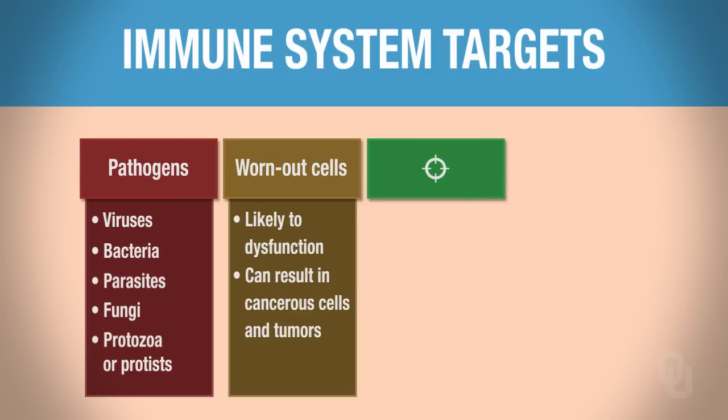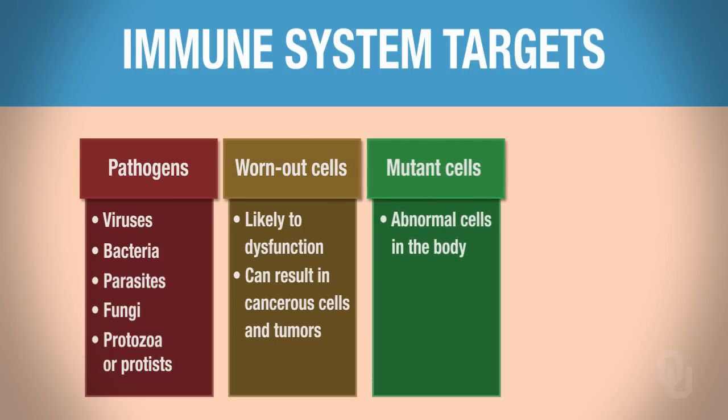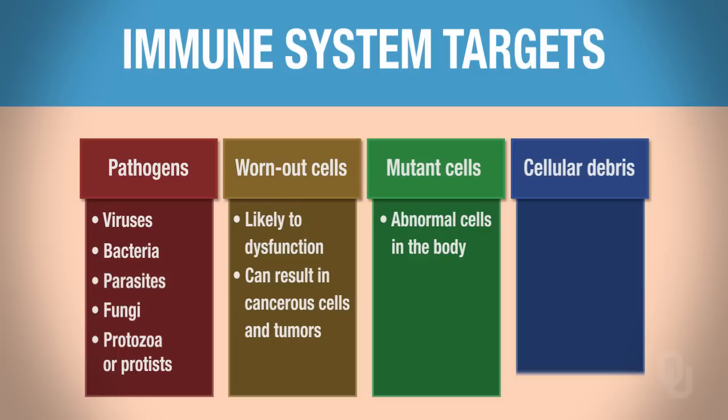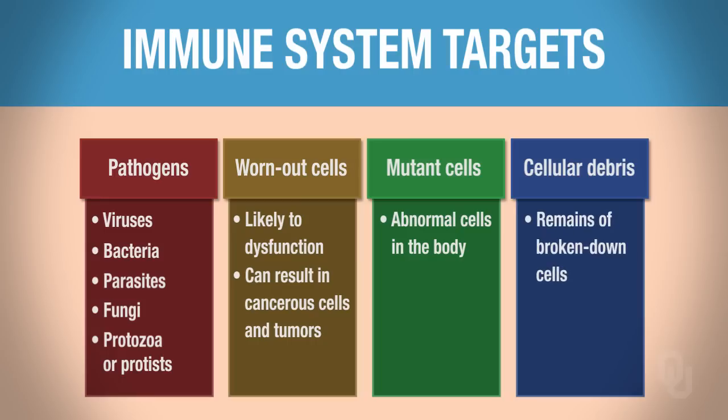The other thing that the immune system is going to target are mutant cells. These are abnormal cells in the body, and then also cellular debris. So when you think about cellular debris, think in terms of if you're going to break down a cell and the debris that's associated with that cell once it's broken down.